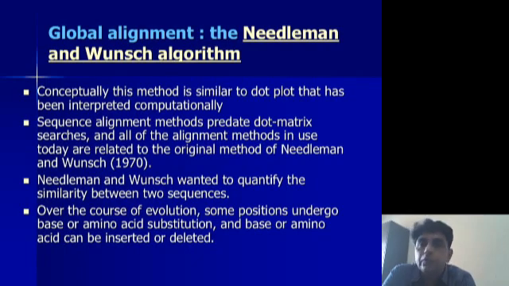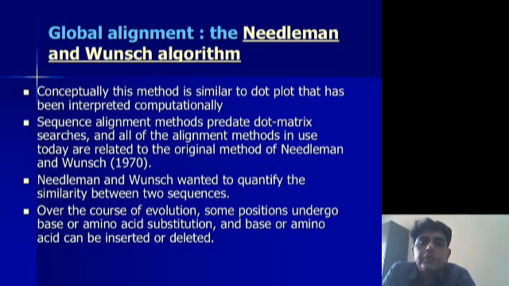Now when we are going for scoring this alignment, we require some kind of framework, or some system, by which we can give a measurement to the alignment we are discussing. Historically, the global alignment algorithm was developed by Needleman and Wunsch. Conceptually this method is similar to the dot plot approach which we have seen in the earlier lecture. In this, you have both sequences on opposite sides, and after that the sequence alignment is done. The sequence alignment method predates the dot matrix search, and all of the alignment methods in use today are related to the original method of Needleman and Wunsch.